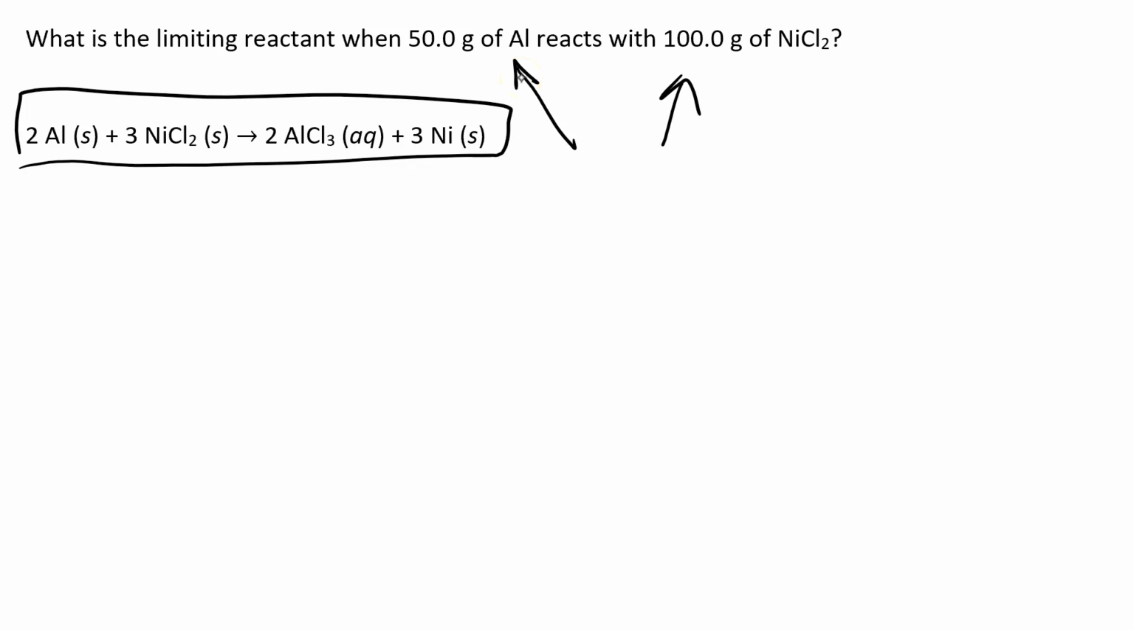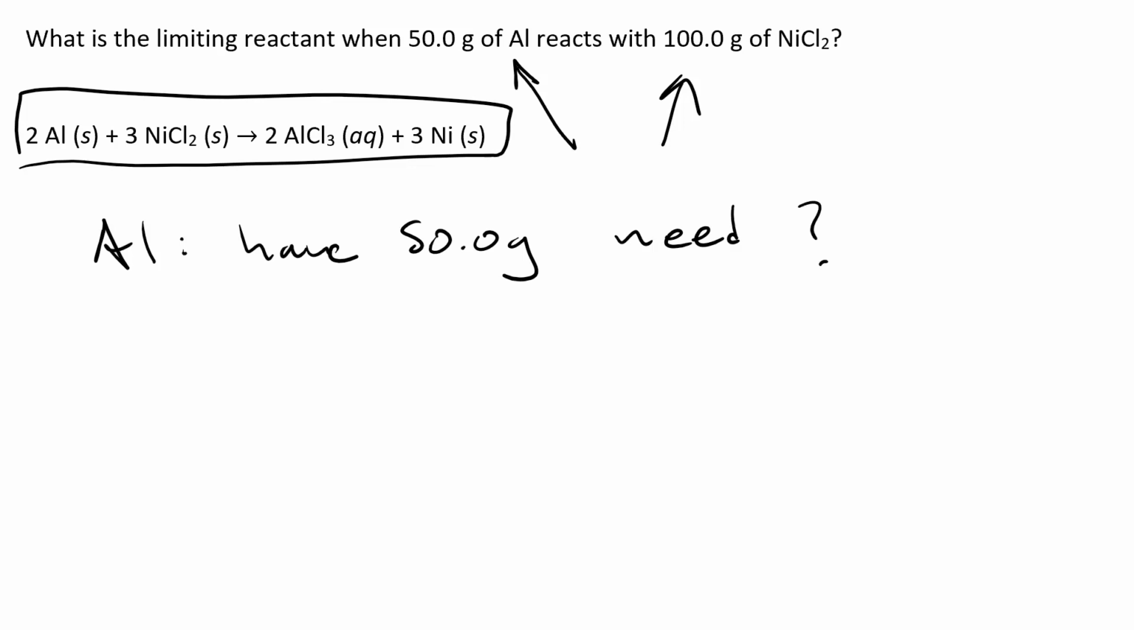There are two given quantities, and we can start with either one. Let's say I want to determine what aluminum is. Is aluminum excess or limiting? Okay, so I have 50.0 grams. How much do I need? To calculate how much I need, I'm going to do stoichiometry starting from nickel(II) chloride.